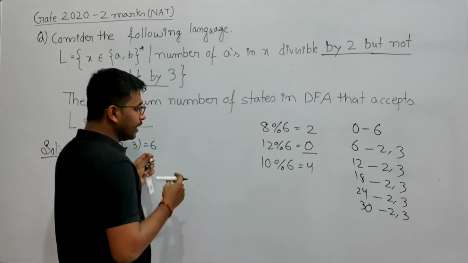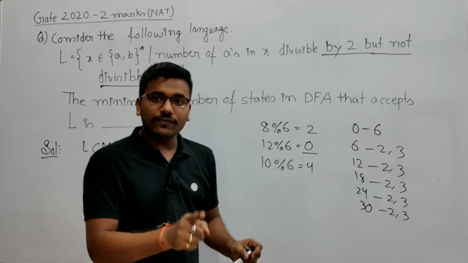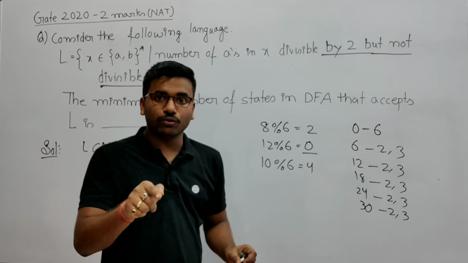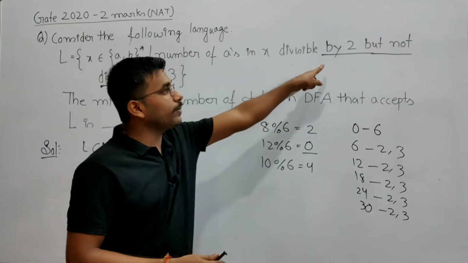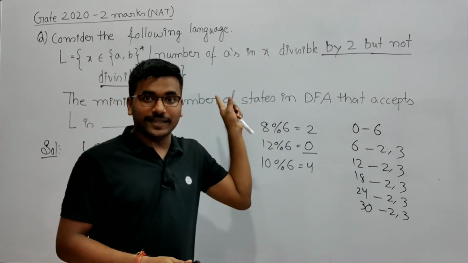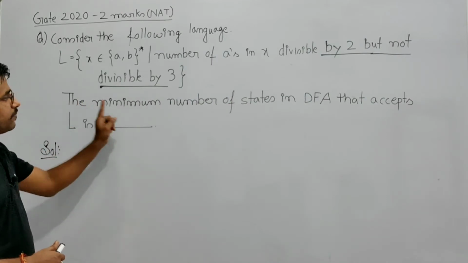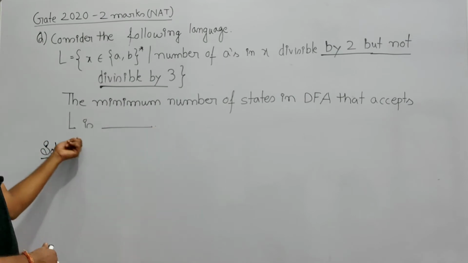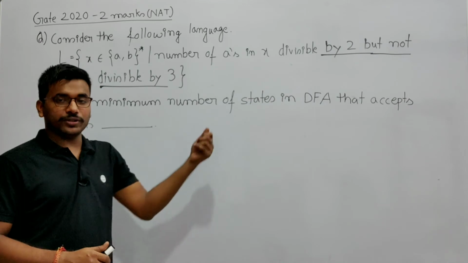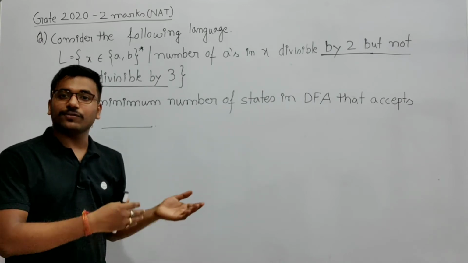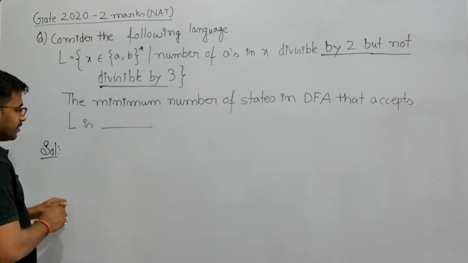So we will construct a minimal DFA for divisibility by 6, and whenever the remainder is divisible by 2, we will make that state a final state, because we want only the states divisible by 2 but not by 3. Now see, we will construct the DFA. The question asks for the minimum number of states in the DFA that accepts L. You know that the minimum number of states in a DFA is that of the minimal DFA. So we are going to construct a minimal DFA. How will we construct it?